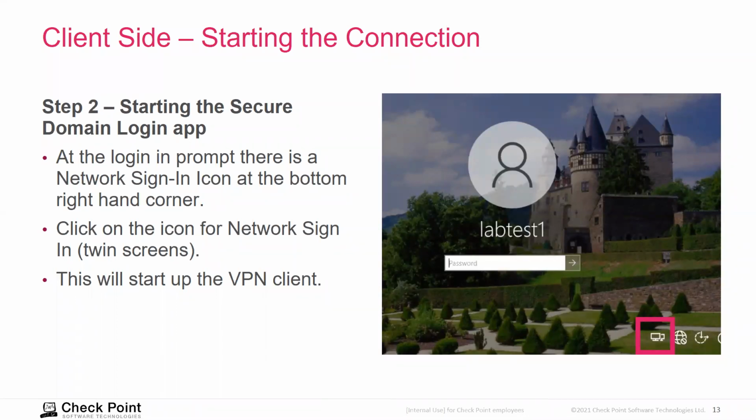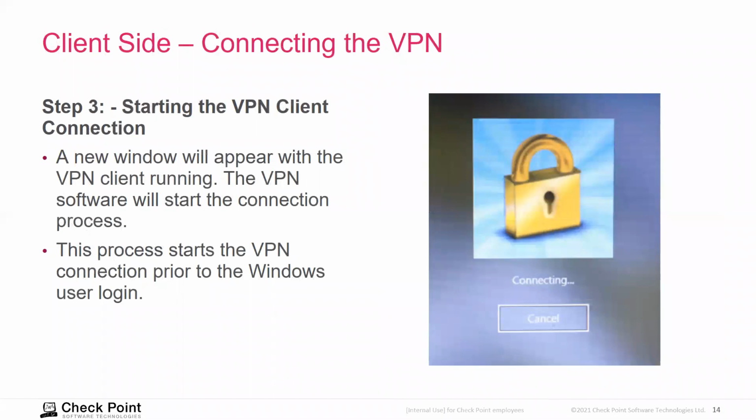There's two modes in which secure domain login is configured, and I'm going to talk about them later on in the presentation, but they're implicit and explicit. But for this exercise, we're going to use the explicit mode of secure domain login. So you're going to instruct the end user to click on those double screens, and that's going to launch the VPN. As you can see, they didn't log into the device yet, but the VPN client is going to launch and allow them to log in.